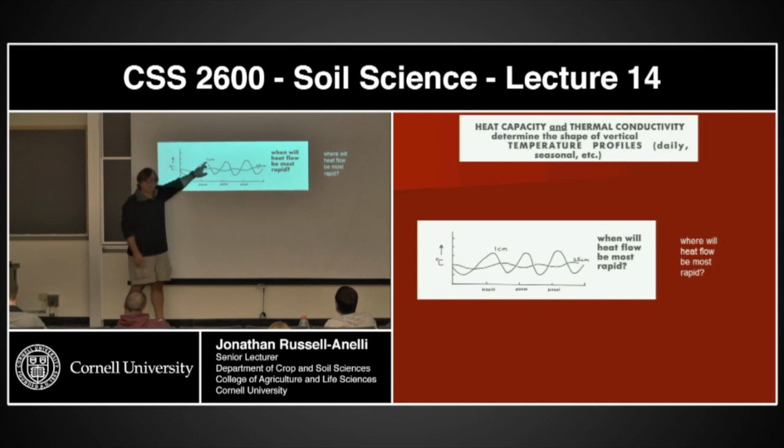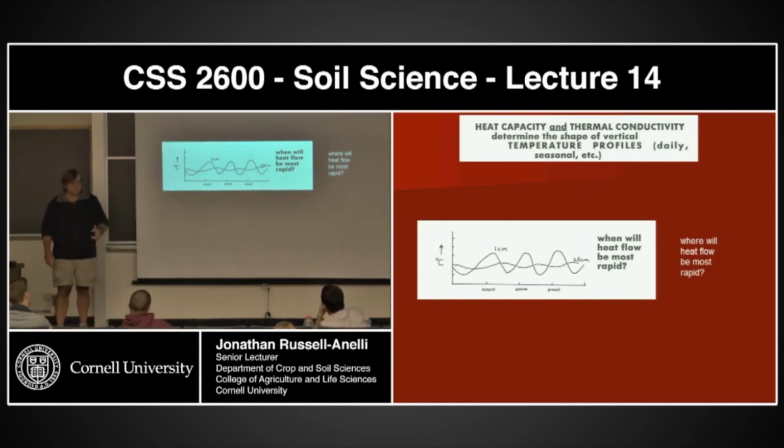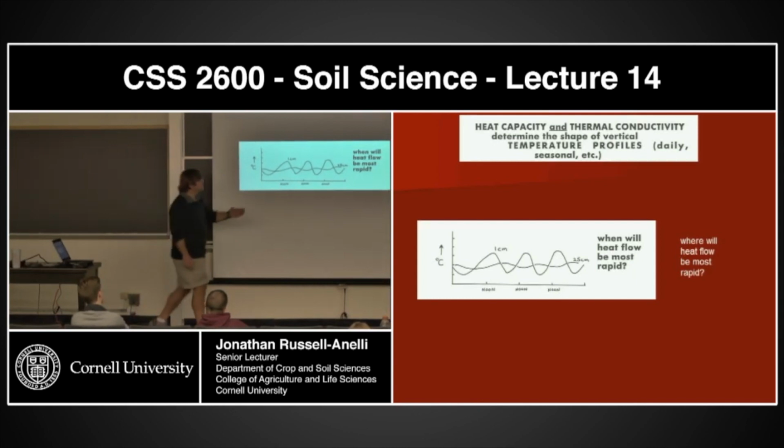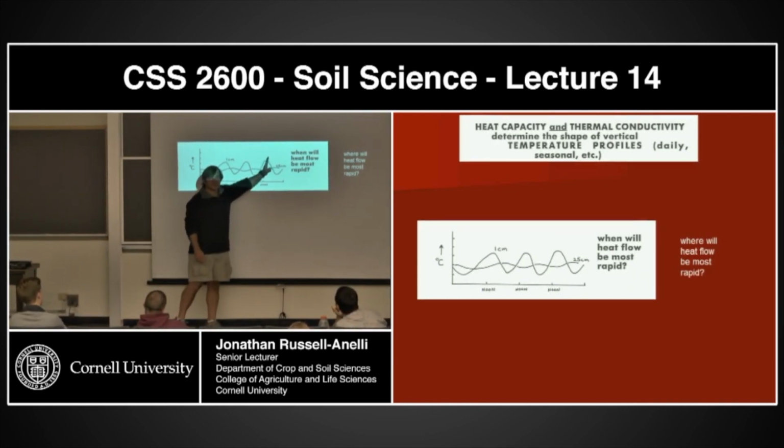Well, what's happening at the surface? At noon, the sun's shining. At midnight, the Earth is re-radiating and getting rid of all that temperature. Does that make sense? Questions? So the when is here. The where is here. Does that make sense?